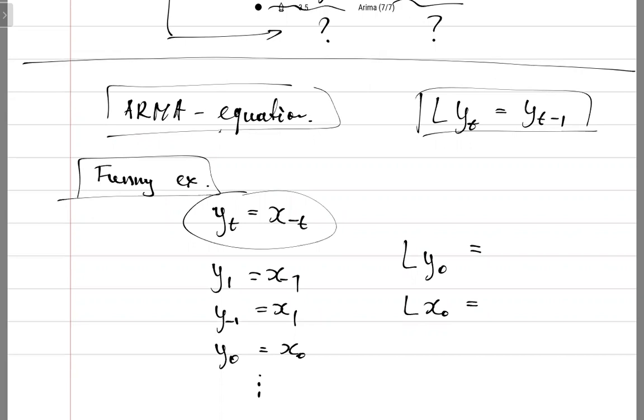L of Y0 is Y minus 1. Okay, it's Y minus 1. What is L of X0? X plus 1. Why?